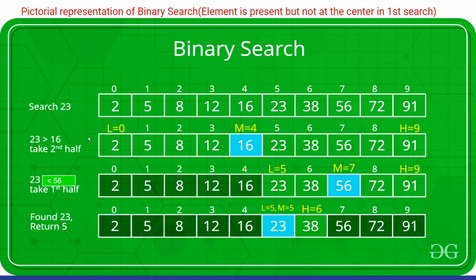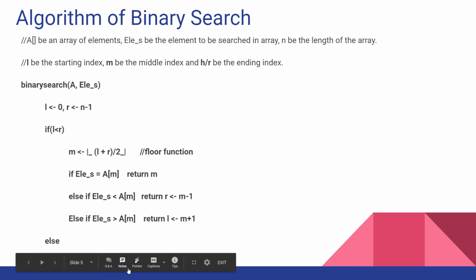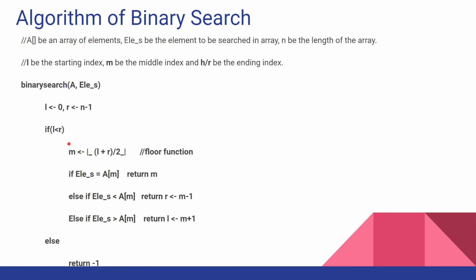What this loop says: when we enter this loop, firstly we have to change the value of M to floor of (L + R) / 2. L is the starting index, R is the ending index. We add both these values and divide by 2. This thing is actually a floor function.